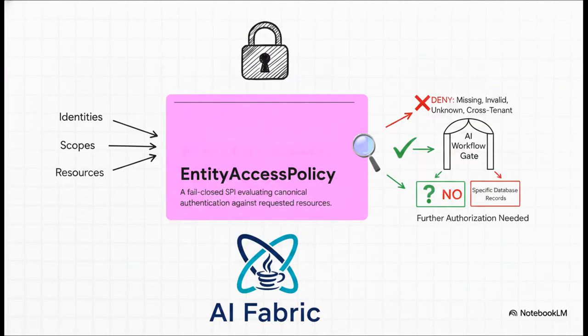The real linchpin here is your entity access policy. It evaluates that trusted authentication context we just built, and it must act as a strict allow list. It has to be fail-closed, meaning you deliberately deny missing identities or cross-tenant contexts rather than defaulting to some optimistic grant. This gate essentially answers the question, may this caller even enter the workflow? Now, it doesn't authorize specific database records just yet, but it's the critical first hurdle.